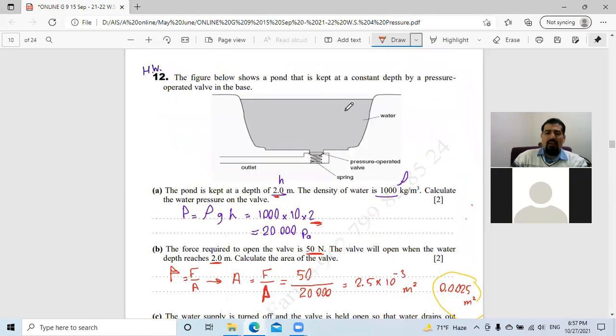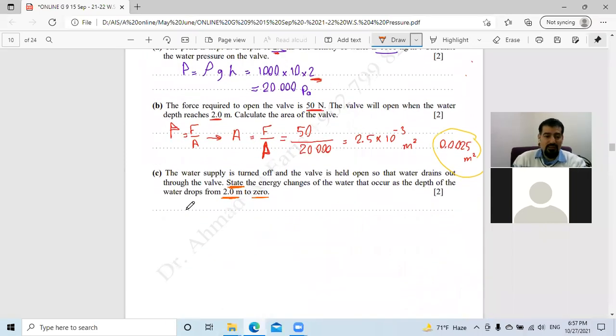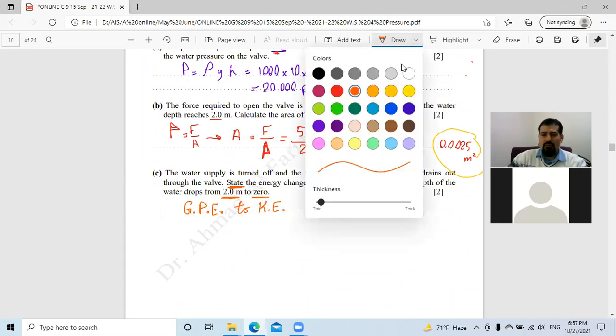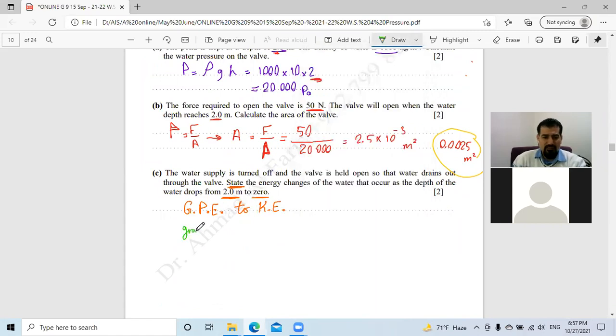Let's go back here. Now the water has a height of 2 meter. When the valve is open, it will go out and it will move. So it has a height. What's the energy for position, for height? What's the formula? Energy equals what? Gravitational potential energy, because it has a position, because it has height. And this energy is transferred to become what? To become KE, kinetic energy. So what do I mean by GPE? I mean by this gravitational potential energy into kinetic energy. Tamam?